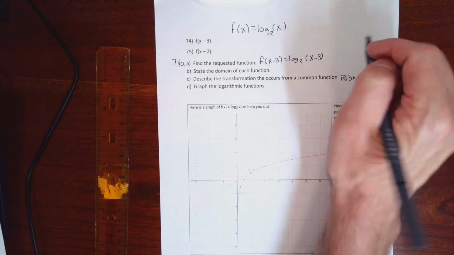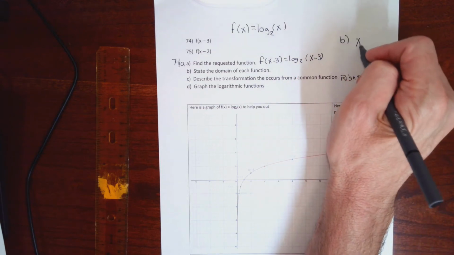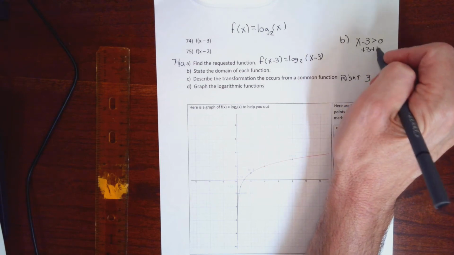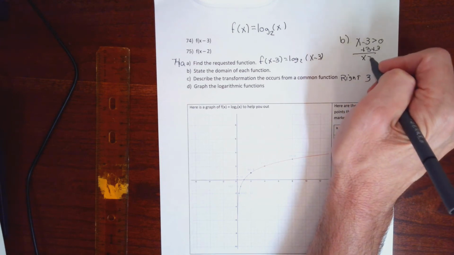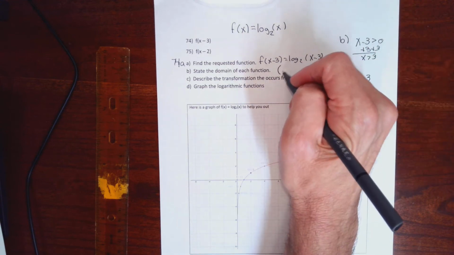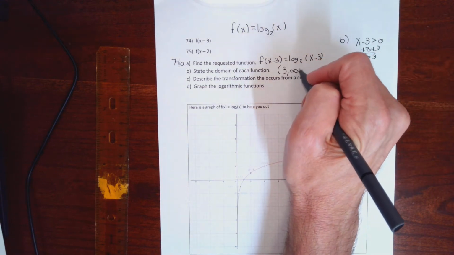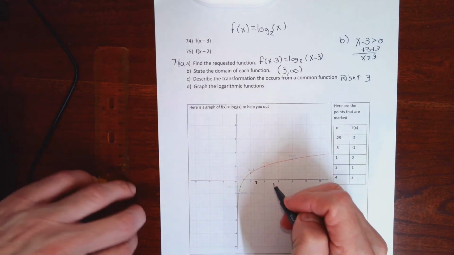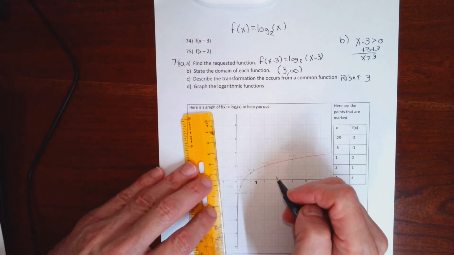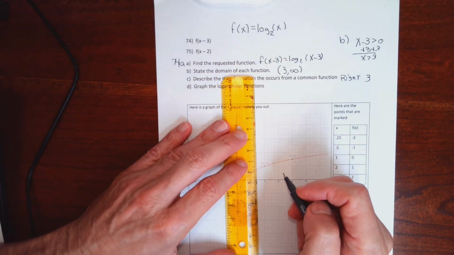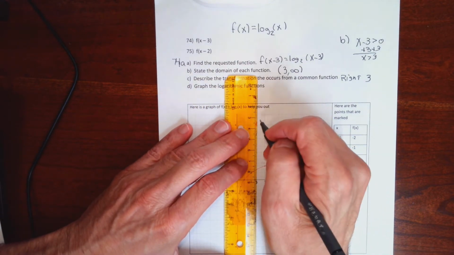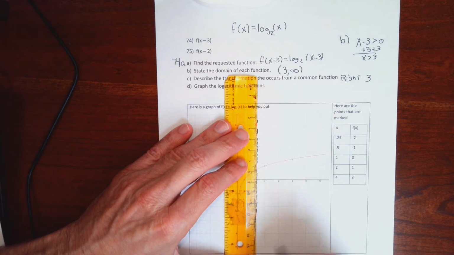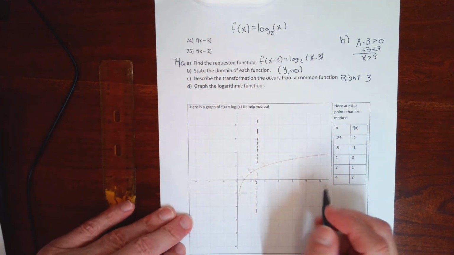It's going to go right 3. For part B, to find the domain, I'm just going to go x minus 3 is greater than 0. I'm going to add 3 to both sides and get x is greater than 3. And the interval notation for that is 3 to infinity. That means that's where the vertical asymptote is going to be on this graph. So on this graph, I'm going to find 3 on the x-axis. I'm going to, the best I can, draw a vertical asymptote through 3. I'm going to take each point and move it 3 to the right.